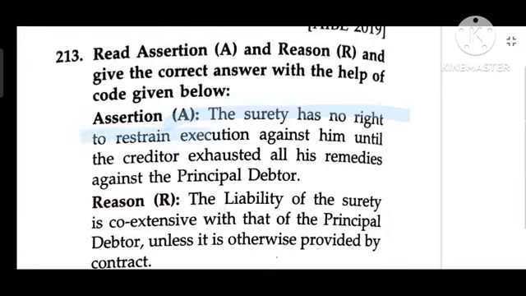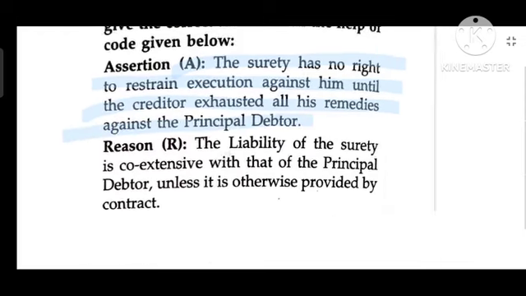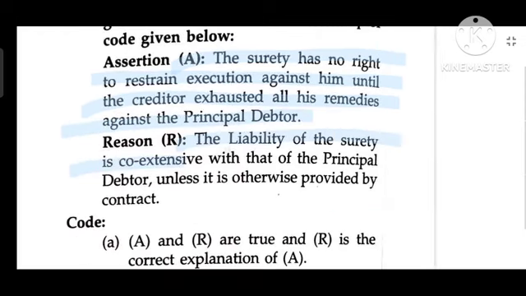The surety has no right to restrain execution against him until the creditor has exhausted all remedies against the principal debtor. The liability of surety is coextensive with that of the principal debtor, unless it is otherwise provided in the contract.